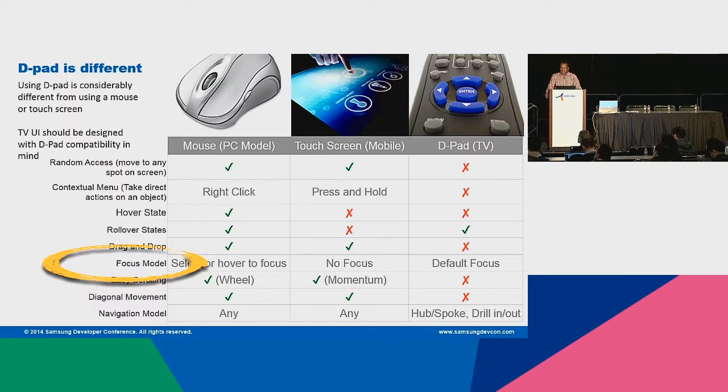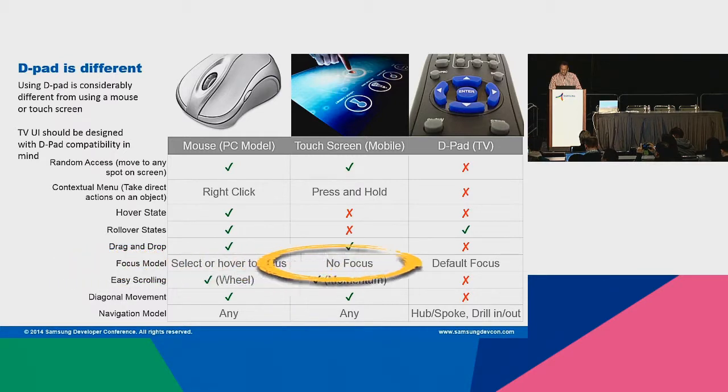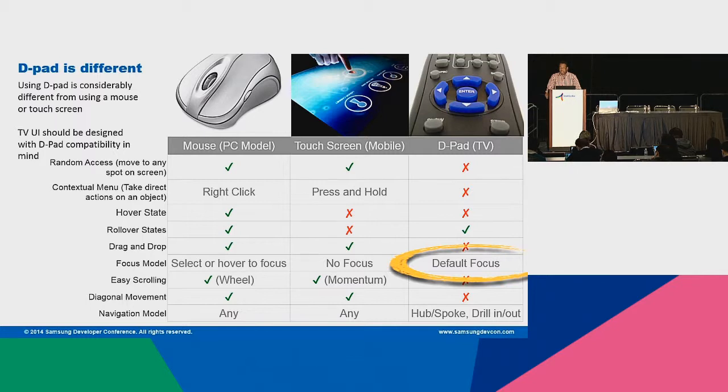Also with D-pad, the focus is persistent, so one of the elements is always in focus. Also, there's always a default focus, so whenever you go to a screen, there's always something in focus to let you know where you are. Now, D-pad navigation is not very fast compared to a mouse or a touch, especially for screens with a lot of selectable elements. But it does have some nice characteristics.